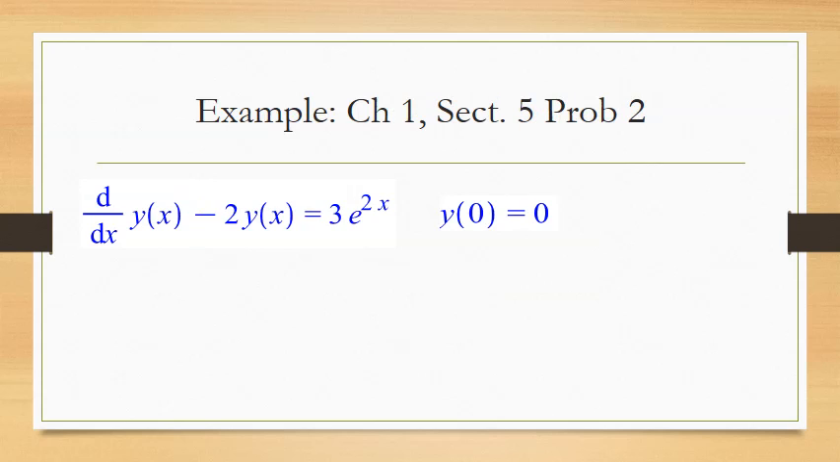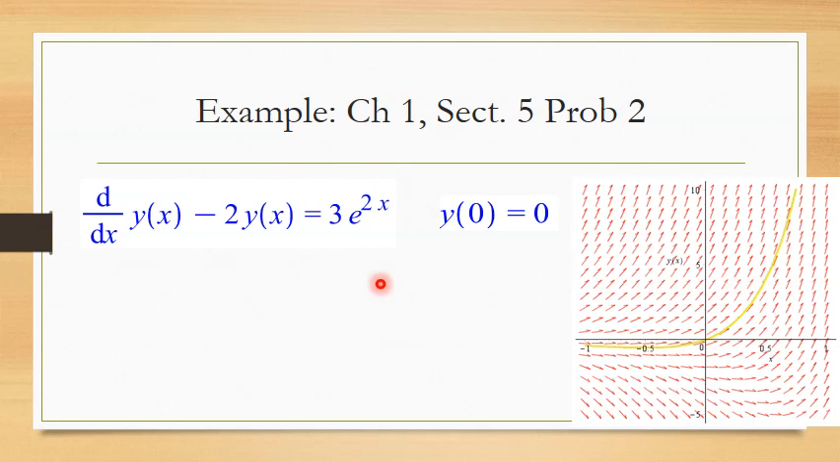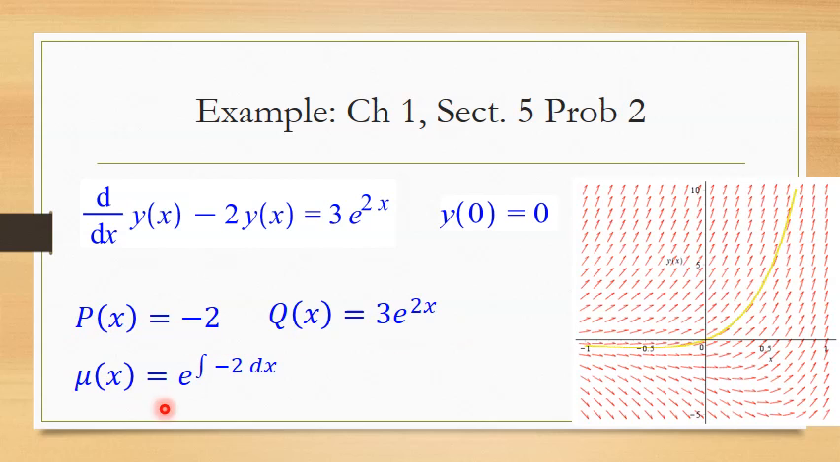So I'll do another example to practice. This one we're going to give you an initial condition. So here's our differential equation. Again, I plotted this with the direction field to see what happens to my solution here. And I only have one solution here because I have an initial condition, and it goes through 0. So in this case, p is minus 2, q is 3 times e to the 2x, and then this should be where I find my integrating factor. And so if I integrate this, I get minus 2x, e to the minus 2x.